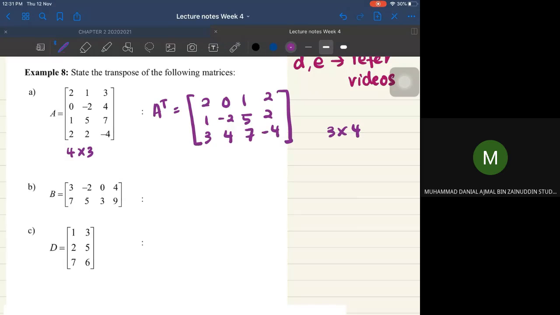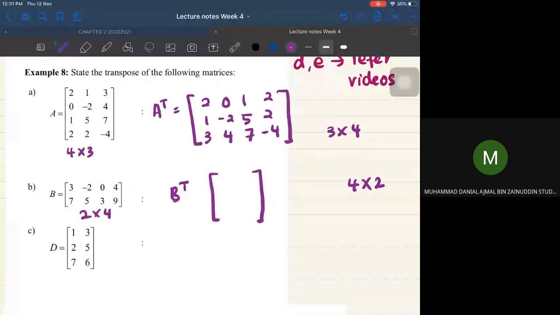For this one, B, what is the size of the matrix? 2 by 4. So B transpose, the size of the matrix will be 4 by 2. So akan ada 4 row, ada 2 column. Okay. So you will have 3, negative 2, 0, 4, 7, 5, 3, 9. This is 3.